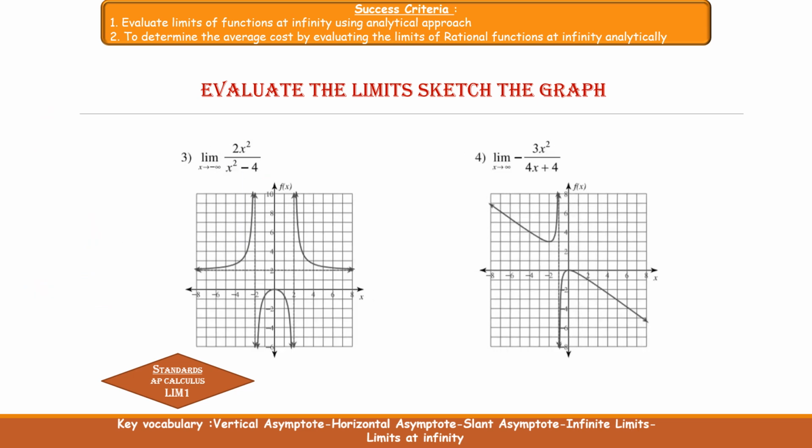Okay, so limit x approaching negative infinity. Negative infinity is here, right? So where is the graph on the negative infinity? You will see here. That means it is equal to 2. Now limit x approaching positive infinity. What is the end behavior of the graph? The graph is going down. That means negative infinity.